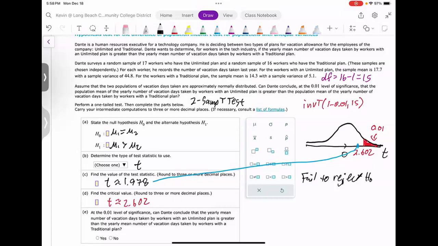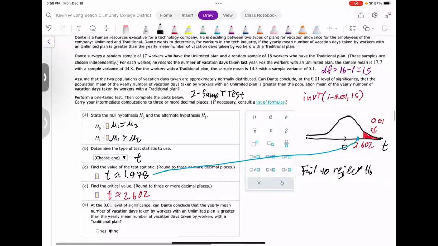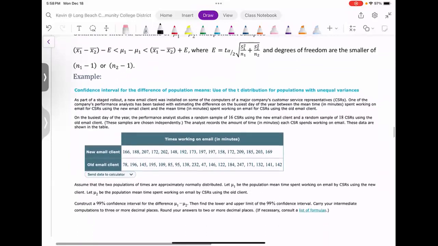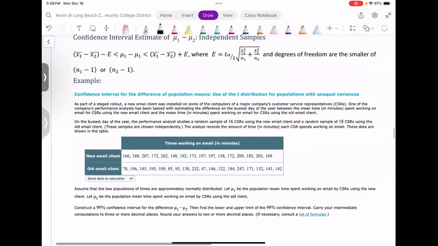So at the 1% level of significance, can Dante conclude that the yearly mean number of vacation days taken by workers with an unlimited plan is greater? No, we can't. We're sticking with the null hypothesis that they're equal. All right. Let us keep going. So now we're going to do a confidence interval.